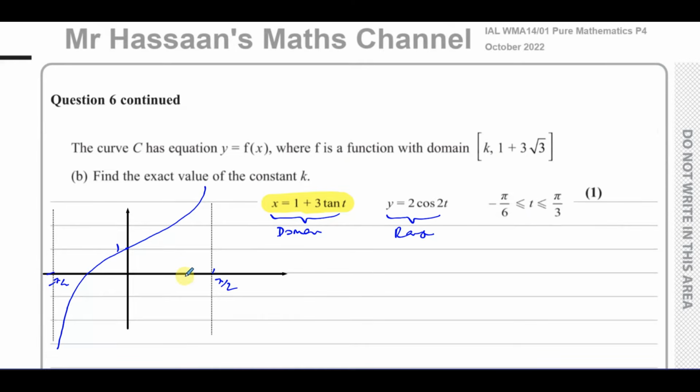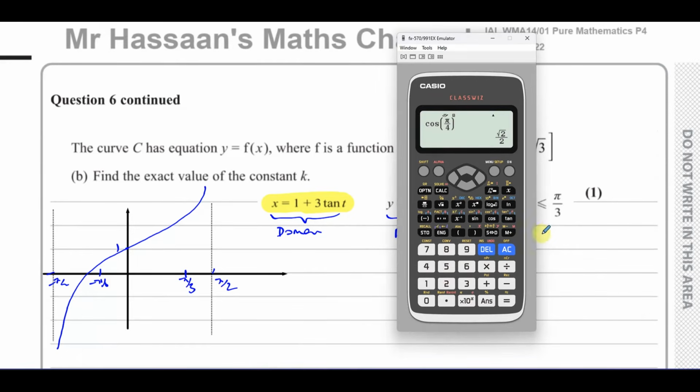Now, pi over 3 is around 60 degrees, so it's less than this. Pi over 3 is over here, and minus pi over 6 is like 30 degrees. So it's going to be somewhere over here. The exact point where it crosses, we can figure that out. Let me just work out what minus pi over 6 gives us when we put it into here, and then we can figure out where to place it.